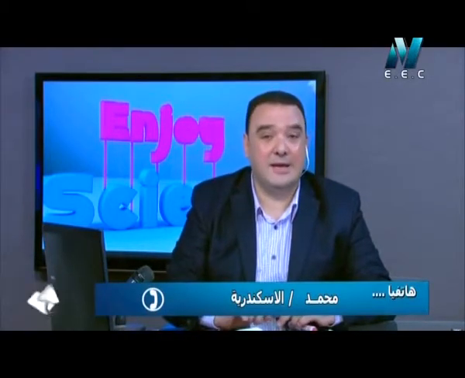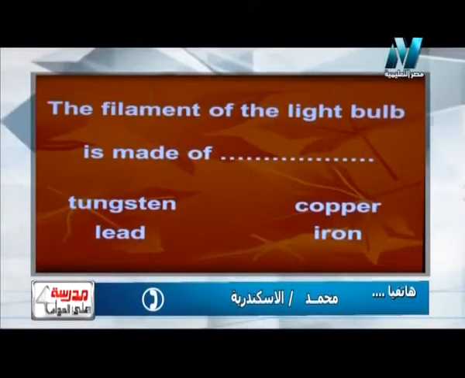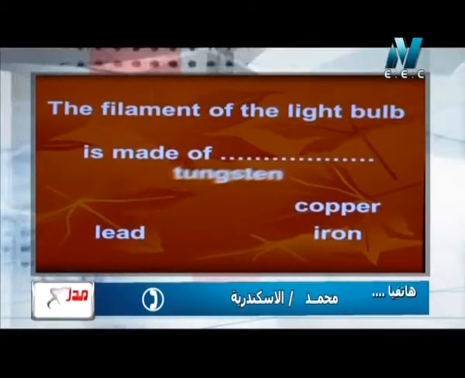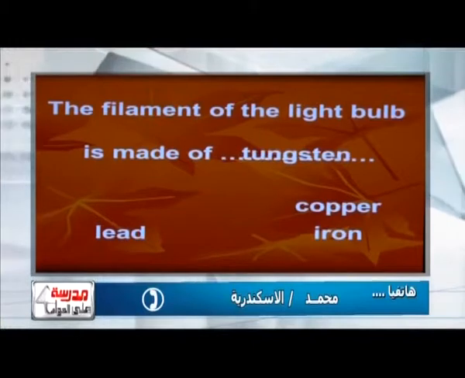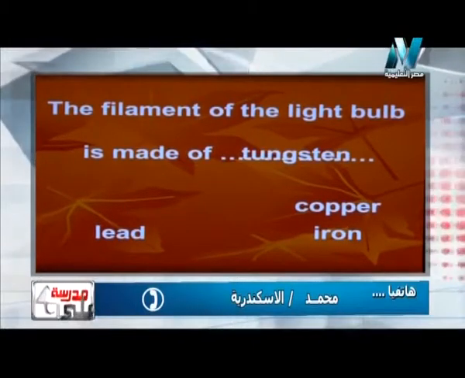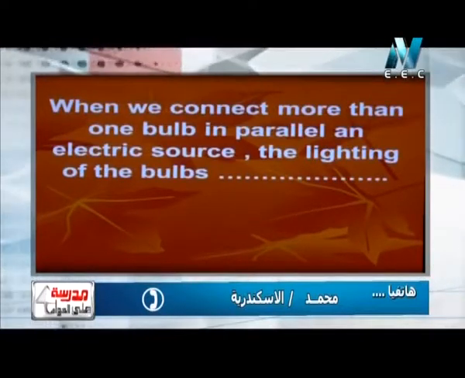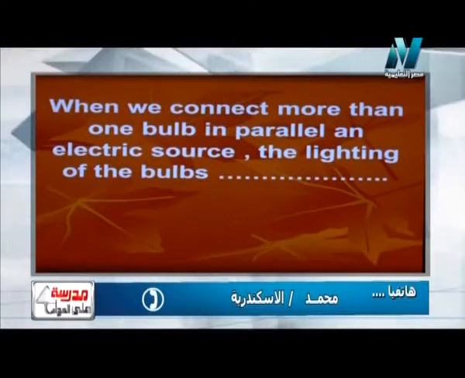The filament of the light bulb is made of tungsten. Tungsten, Muhammad, very good. Give reason: the filament of the light bulb is made of tungsten because it has a high melting point. Excellent, Muhammad.